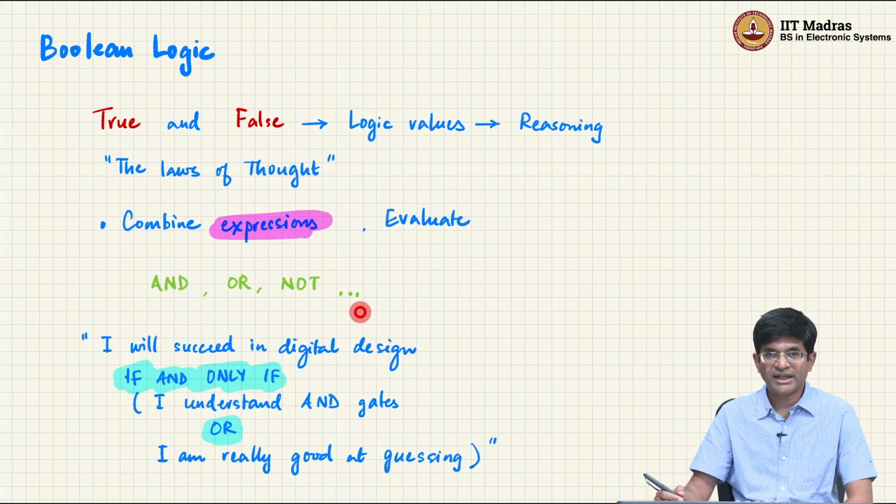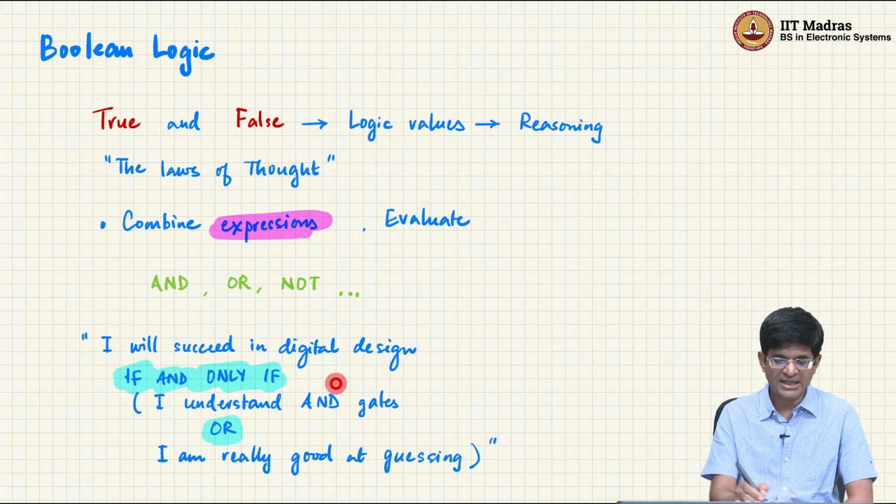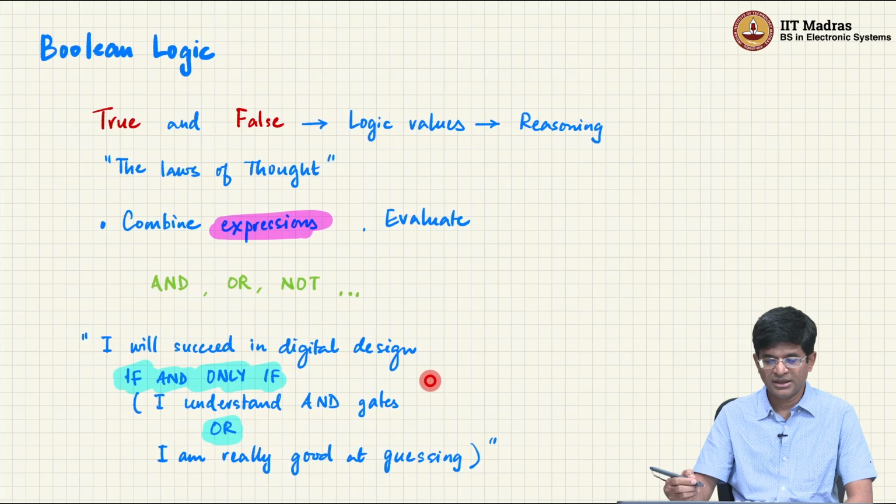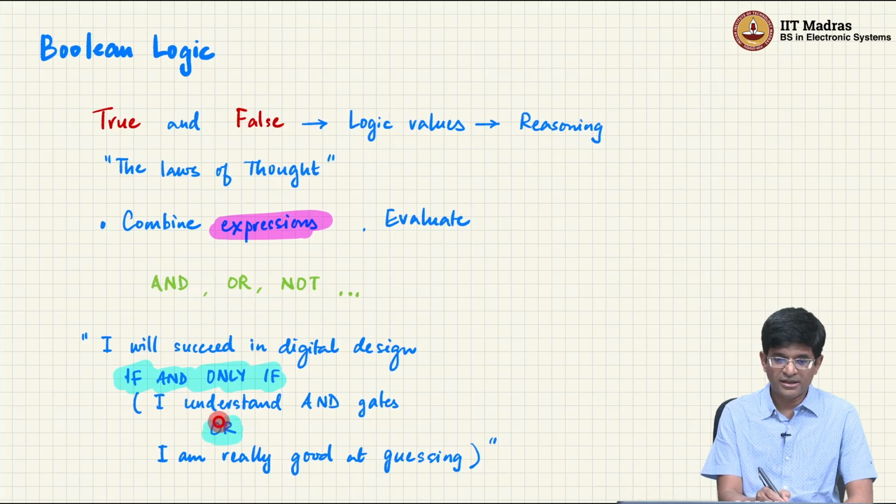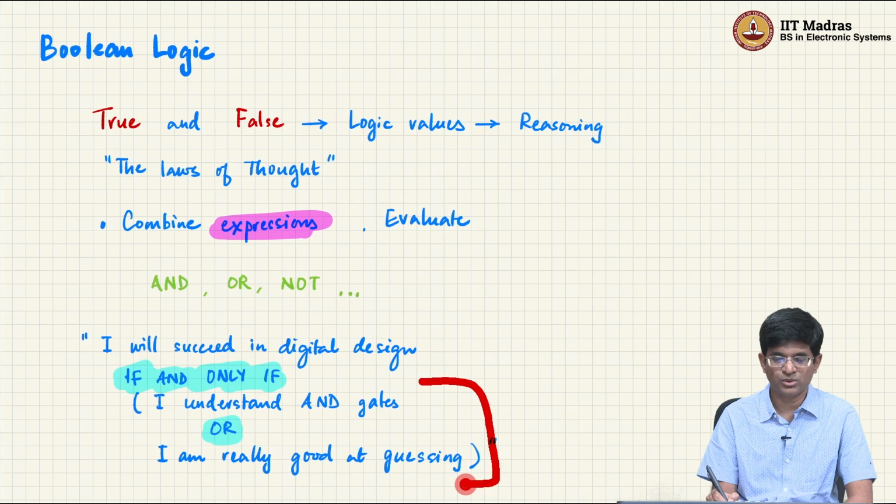I could also try and combine different propositions together, right, and sort of construct more complicated sentences. For example, if I have a sentence which says I will succeed in digital design if and only if I understand AND gates or I am really good at guessing, right? Now these things that I have highlighted in blue, the OR is of course well known over here, right? It basically says either one of these statements should be true, in which case this entire thing that I have put within brackets over here is true.